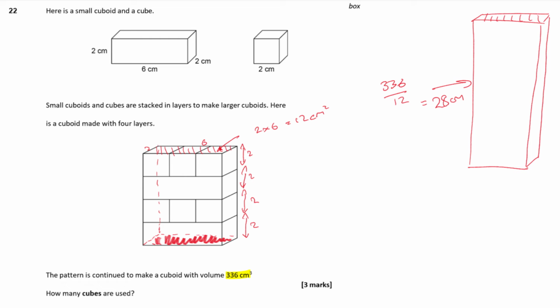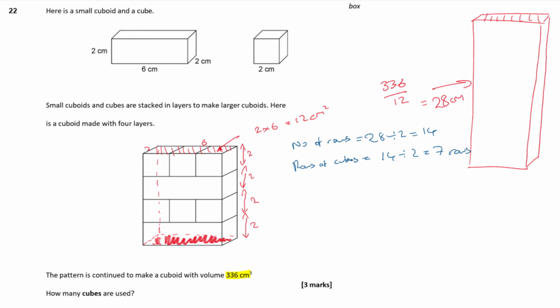Because if I take 28 and divide it by 2, the number of rows is going to be 28 divided by 2, it's going to be 14 rows. Okay, so I'm going to have 14 rows tall, and every other row is a row of cubes. So rows of cubes is going to be half that, isn't it? Because half of them are going to be cuboids and half of them are going to be cubes. So 14 divided by 2, that means I've got 7 rows of cubes.